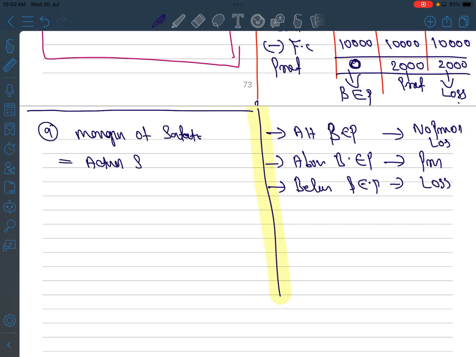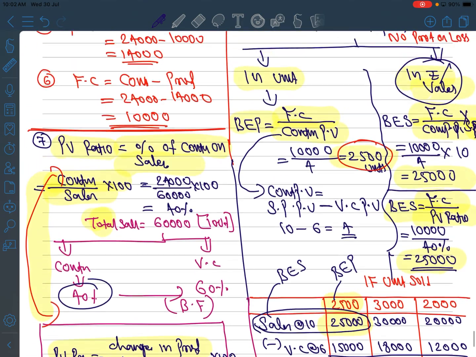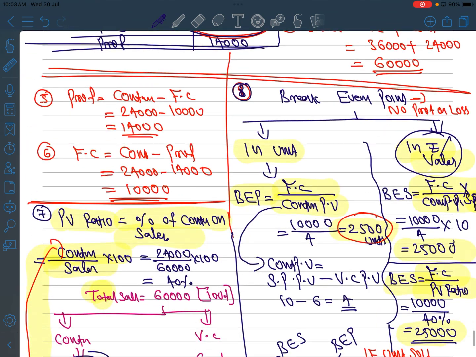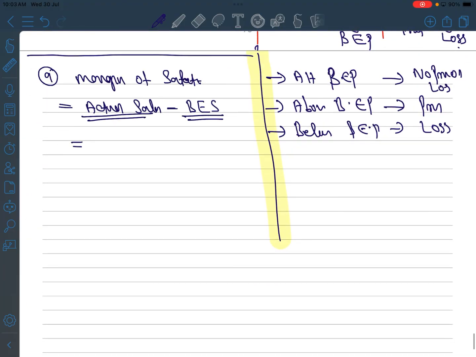Actual sales minus break-even sales. Not point, because this is represented in rupees. That's why this is also represented in rupees. If it is in units, no problem, you can put break-even point there. What is our actual sales as per the income statement? 60,000. What is our break-even sales? 25,000. So 60,000 minus 25,000 is equal to 35,000. That is the margin of safety.